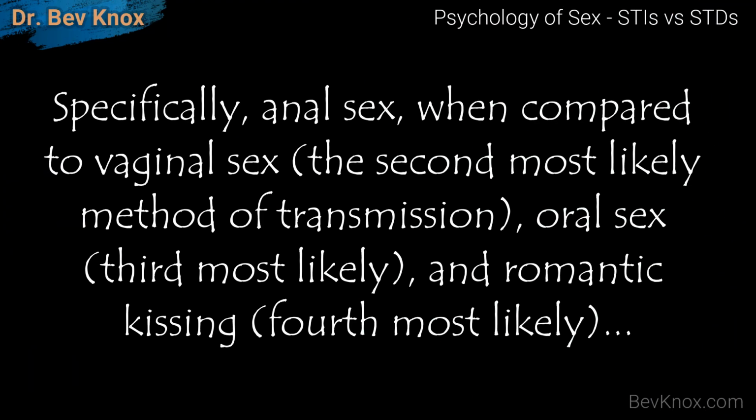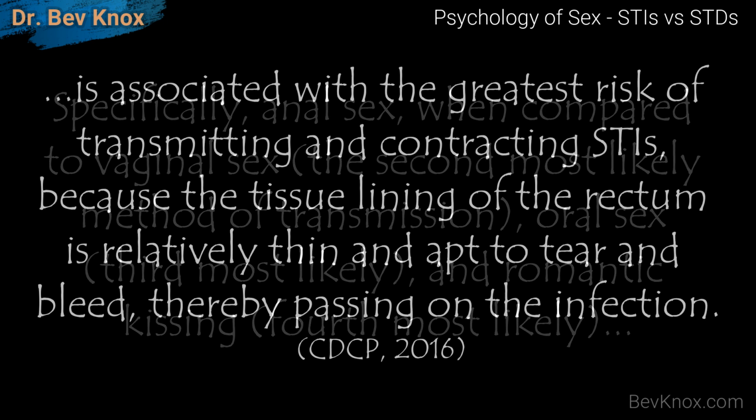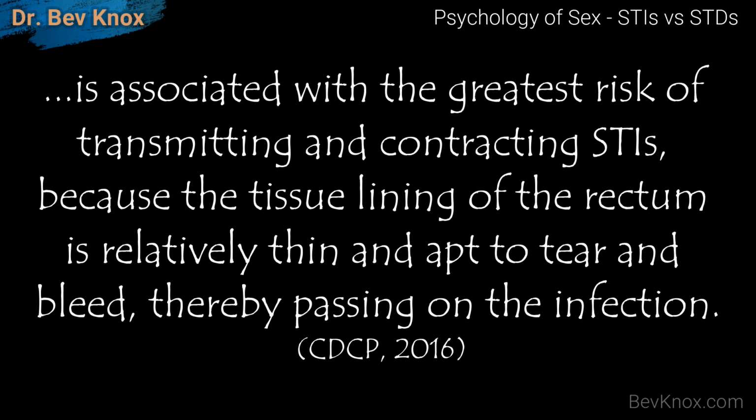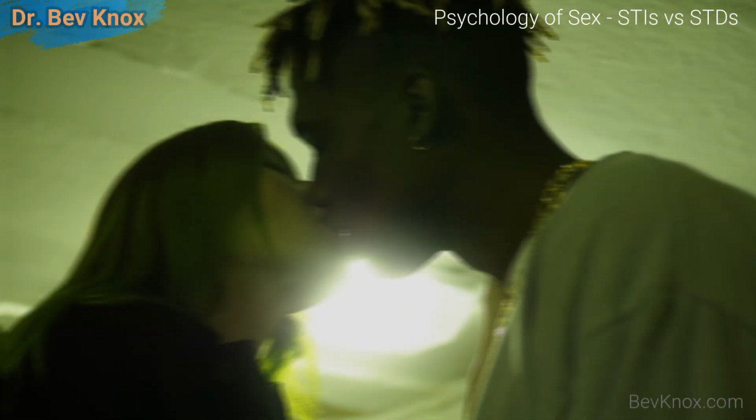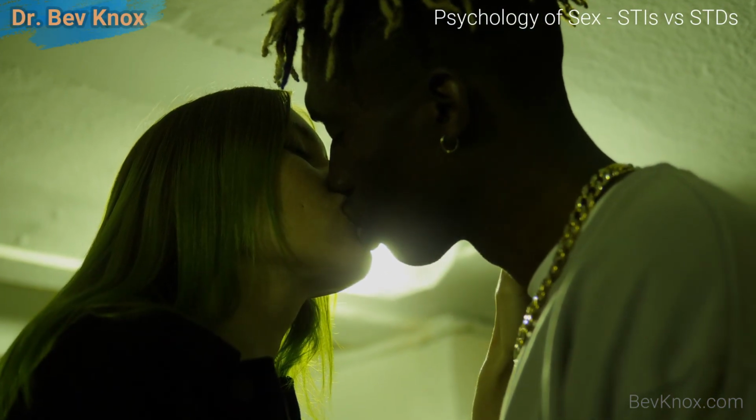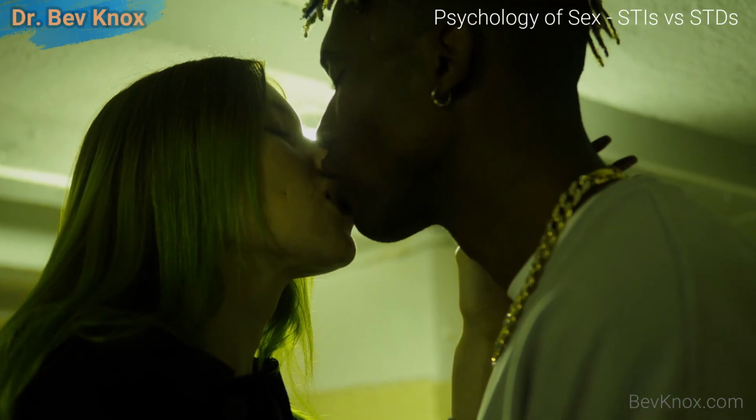Specifically, anal sex, when compared to vaginal sex, the second most likely method of transmission, oral sex, third most likely, and romantic kissing, fourth most likely, is associated with the greatest risk of transmitting and contracting STIs because the tissue lining of the rectum is relatively thin and apt to tear and bleed, thereby passing on the infection. A sexually active person's chance of getting an STI depends on a variety of factors.